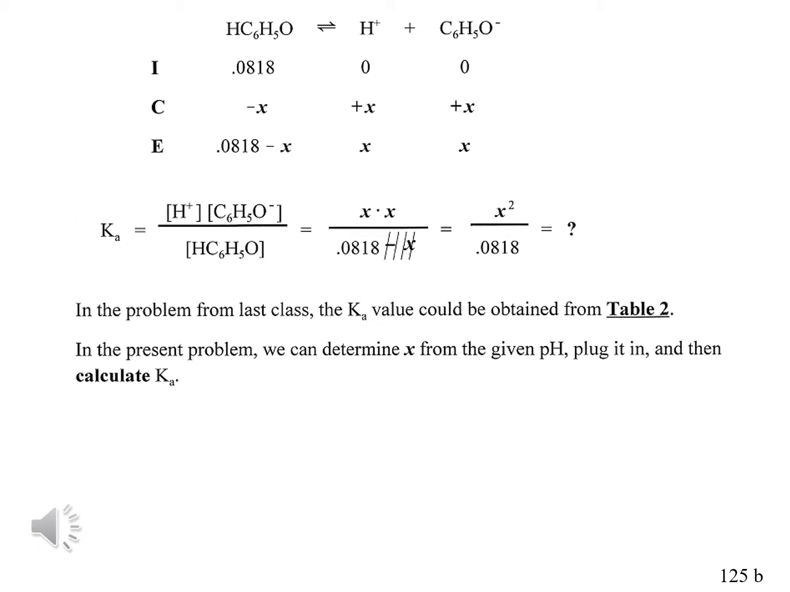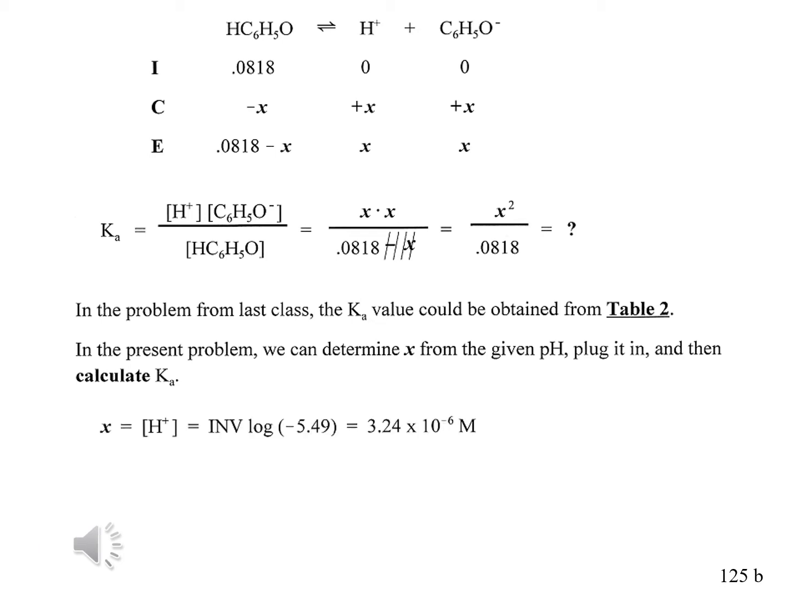Now, in the previous problems in class last time, what we would do is look up the number in the Ka table, set the fraction equal to that, and then solve for x. The thing is, for phenol, we don't have the Ka value. We're going to do exactly the reverse. We're going to first of all get x and then plug it in. The way you can get x is by measuring the H plus concentration, and you can do that from the pH I gave you in the problem.